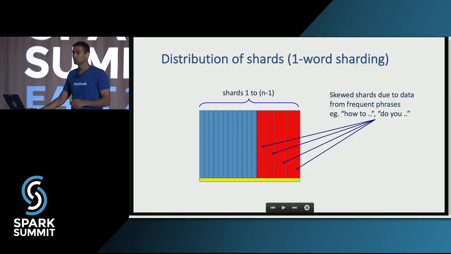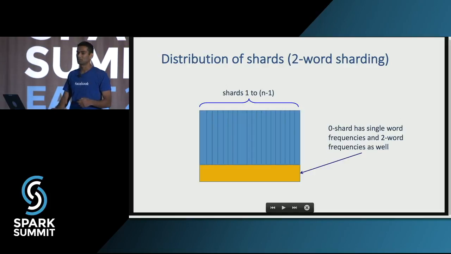One of the solutions we thought about for solving data skew was changing the partitioning. Instead of packing the single word frequencies in this zero shard, we said let's have single word frequencies and double word frequencies populated in the zero shard. After doing this, you can see that the blue shards have less skew, and this can be worked with. But the problem we faced was that this particular yellow shard, which has to be shipped to all the nodes, is larger in size. And again, this did not work out for us.